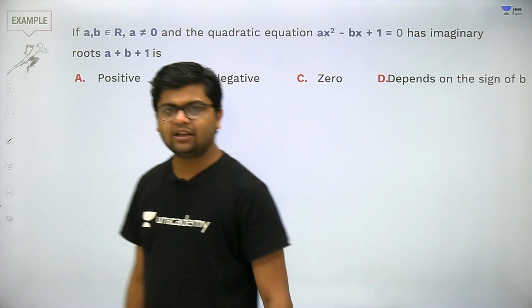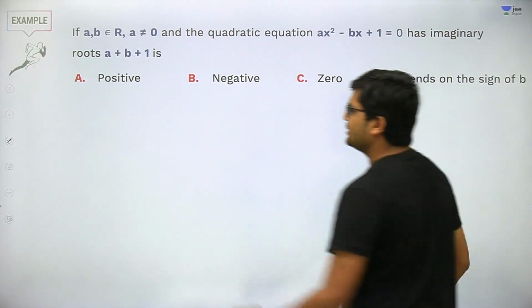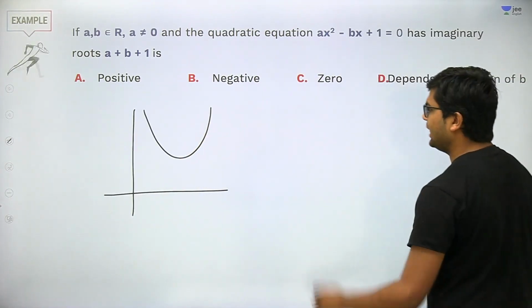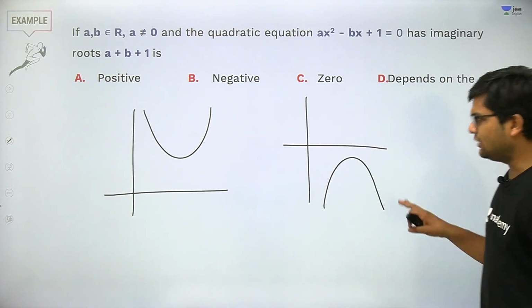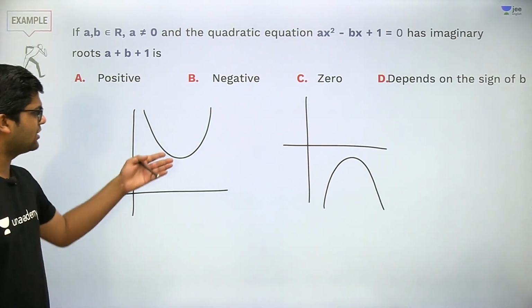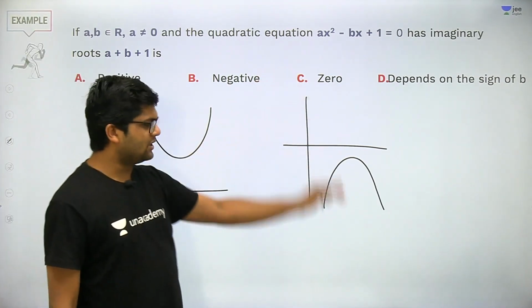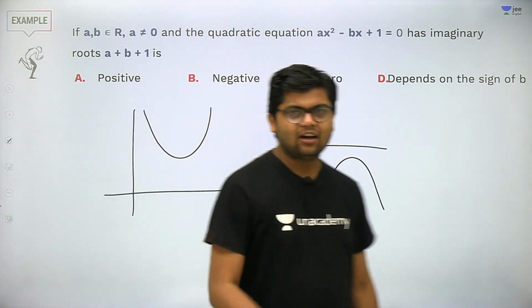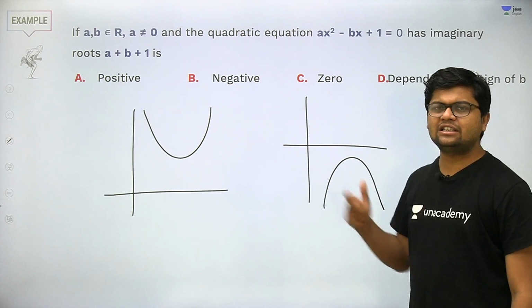So what I think is that if a quadratic equation has imaginary roots, then there are two possible cases. If it is facing upward, its graph will be something like this, and if it is facing downward, its graph will be something like this. Getting my point? If a quadratic has imaginary roots, either one of the cases will happen, because it cannot touch or cut the x-axis, so it will lie above the x-axis or below the x-axis depending upon the a. But the problem in this question is that we do not know whether a is positive or negative.